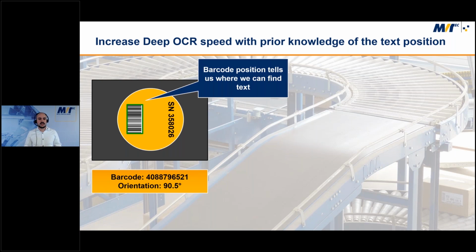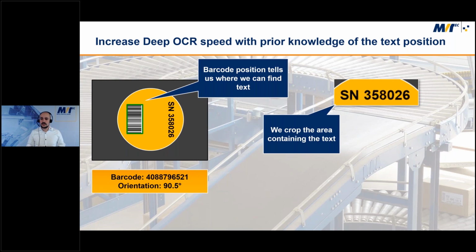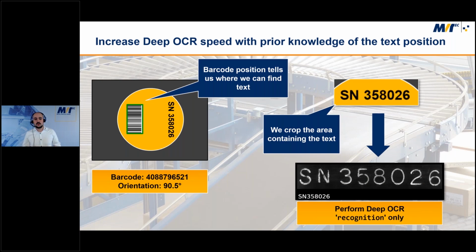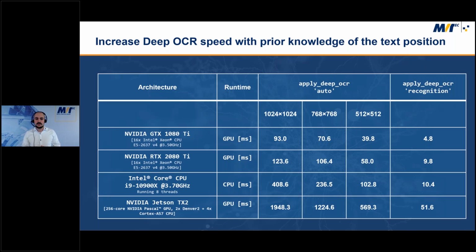So in this example, we find the barcode first with HALCON's barcode reading functionality. And based on this, we can define the surrounding rectangle where our text must be located. And then we can crop this information out of the image and only use this cropped image part, as you can see here now in the real world example, and perform the Deep OCR in the recognition only mode. So this helps you to speed up your application. And how much can you speed up this application with this?